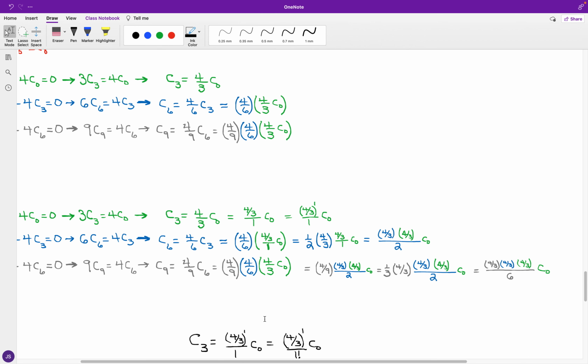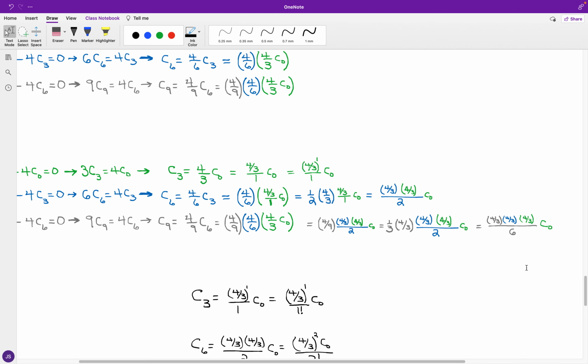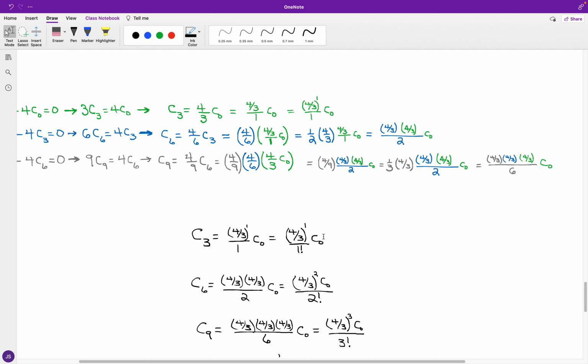And for c sub 9, you have 4/9 out at the front, and 4/9 would be 1/3 of 4/3, and clustering what we had in the conclusion of the second line, we're going to have 4/3 times itself all over 6 c naught. Yes, a lot of crowding is going on, but if you notice a pattern, you will have c sub 3 equal to 4/3 to the first all over 1 factorial c naught, c sub 6 with 2 at the bottom and 4/3 repeating once, so you have 4/3 squared c naught all over 2 factorial.